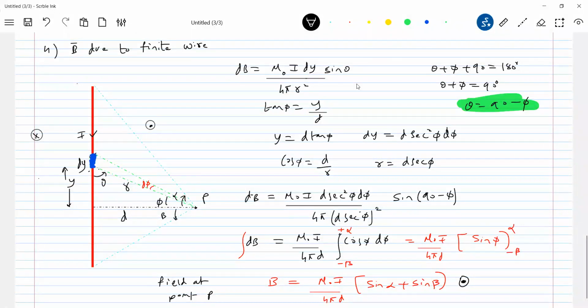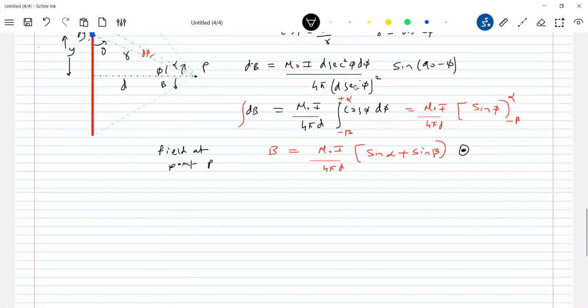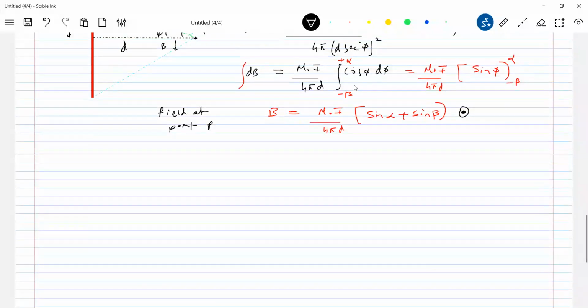Now, after this, we'll go for the field due to a long wire. Other things we will go for further. Already took 1 hour of time. Due to a long wire, what are alpha and beta?